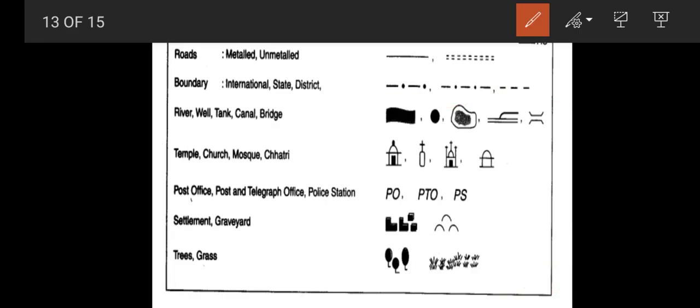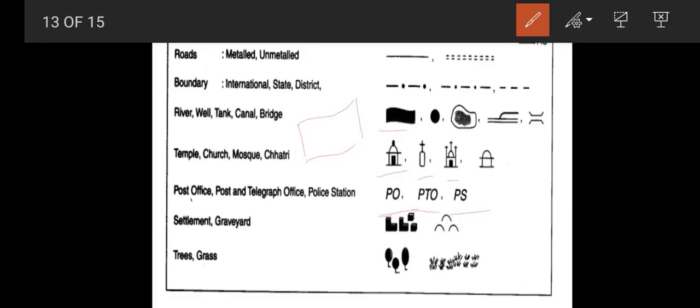Here next comes the symbol for temple, church, mosque. Right. Then post office. How can you indicate a post office? It is indicated by the letters PO. And if you want to represent a post and telegraph office, you can use PTO. And if you want to represent a police station, simply write PS. And river. River means you can draw a curve like this, and you can even color it blue. Give blue color, so it is a river.